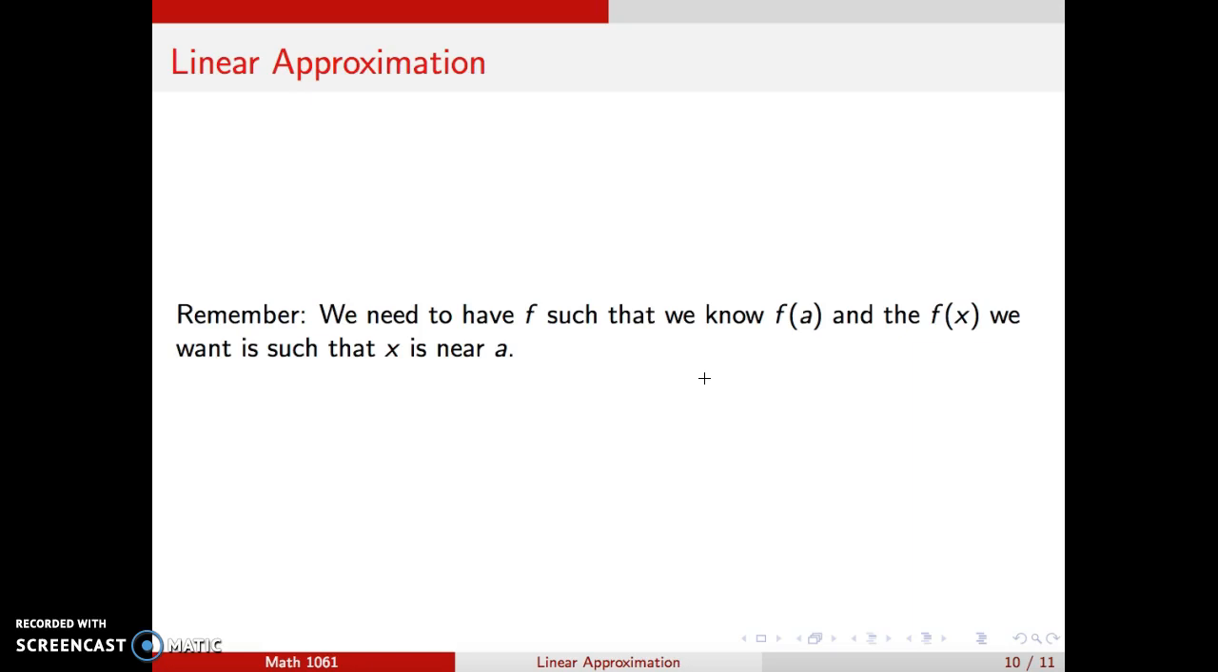But we have to remember that, while there are other approximation techniques you could use, for this process we need a function f such that we know the function value at a, and the f of x that we want is such that x is near a.